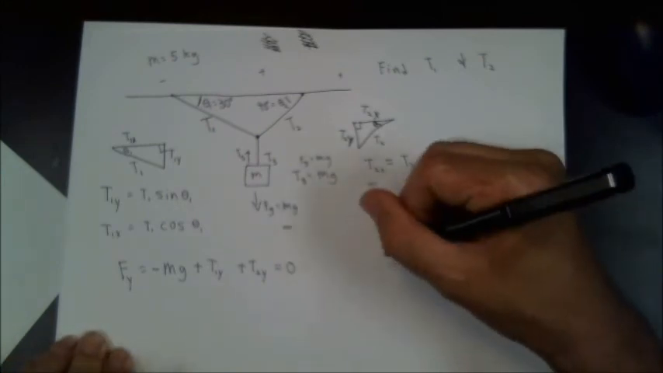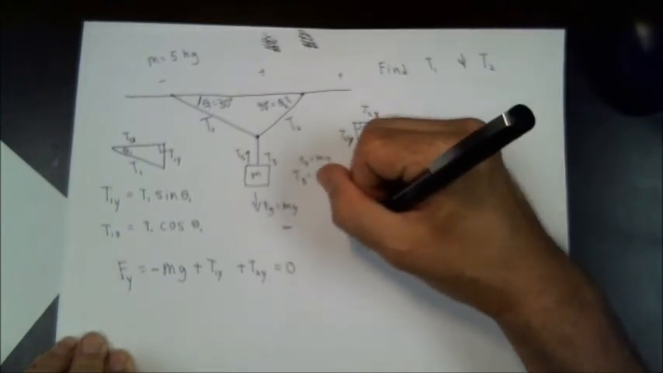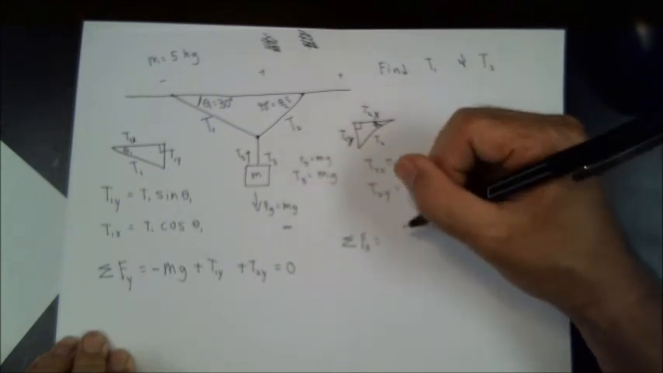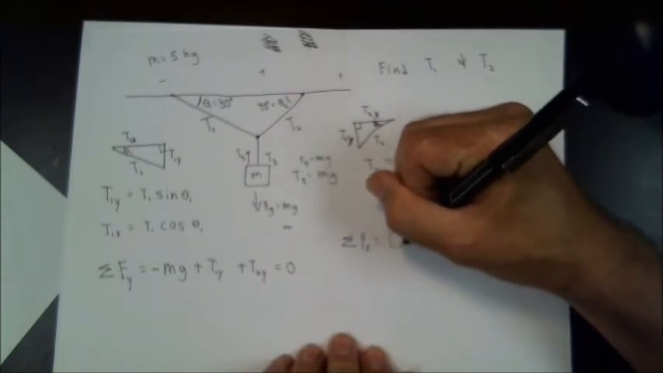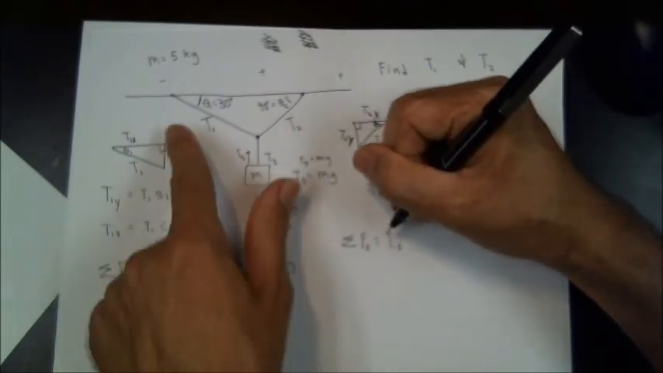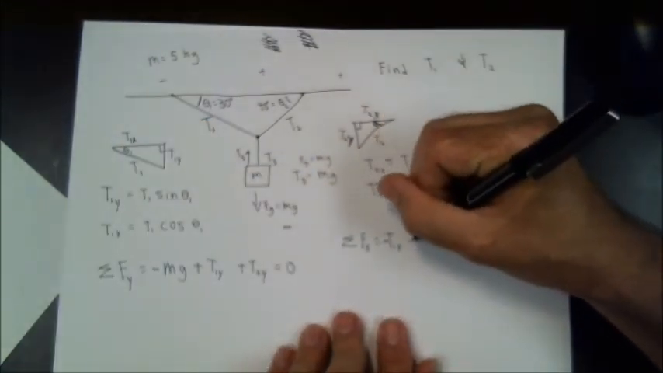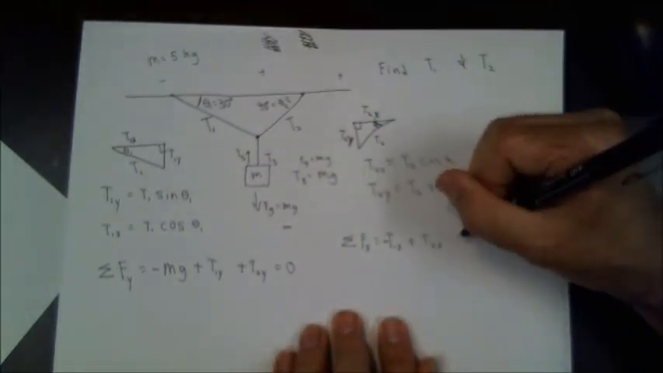Now let's do the forces in the x direction. That's supposed to be a sum. The forces in the x direction: I don't have any other forces than the tension, so I have T1 in the x direction, and notice it's pulling this object to the left, so I'm going to put a negative in front of it, and a positive T2 in the x direction. And the object's not accelerating, so that is equal to 0. Now I can start solving some things.